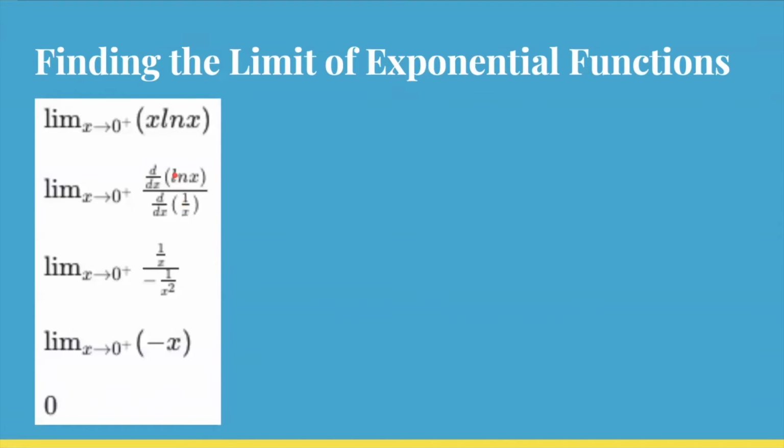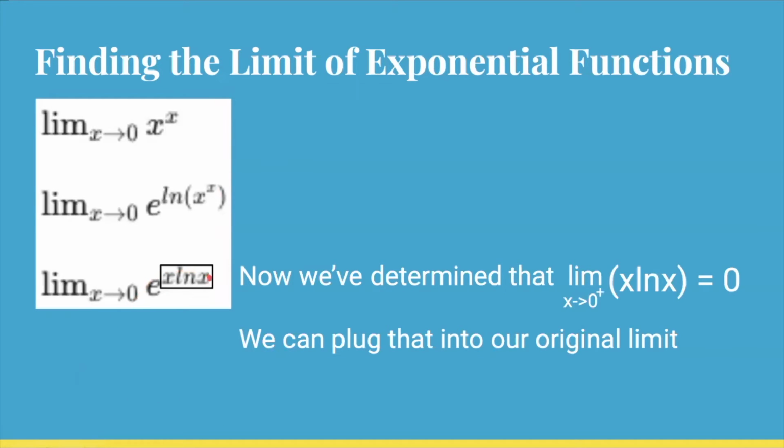The derivative of ln x is 1 over x. The derivative of 1 over x is negative 1 over x squared. So after simplifying, that becomes negative x. And then you plug in 0 for x, so you get 0. So we just solved that this limit right over here is equal to 0. So now we plug it in to our original limit.